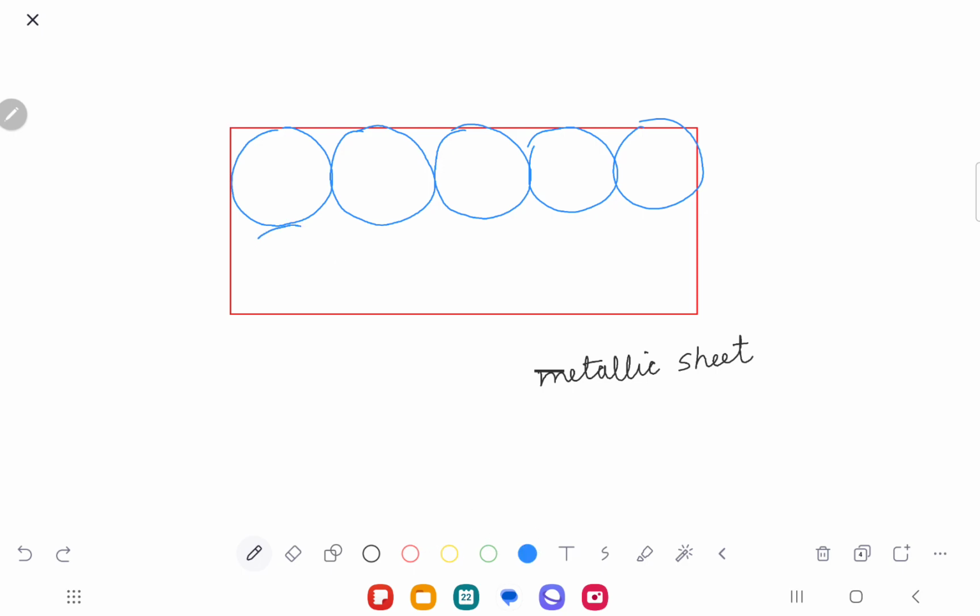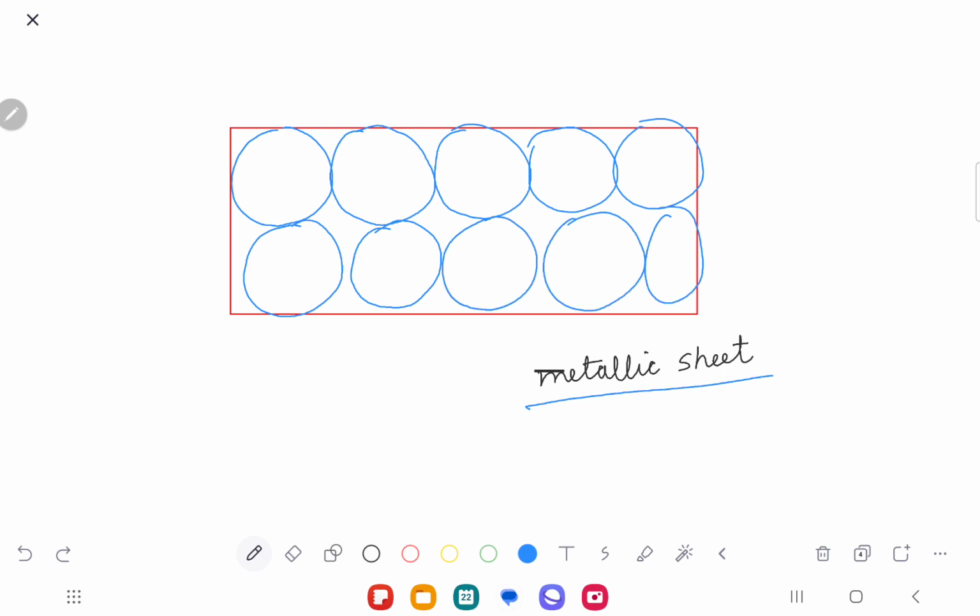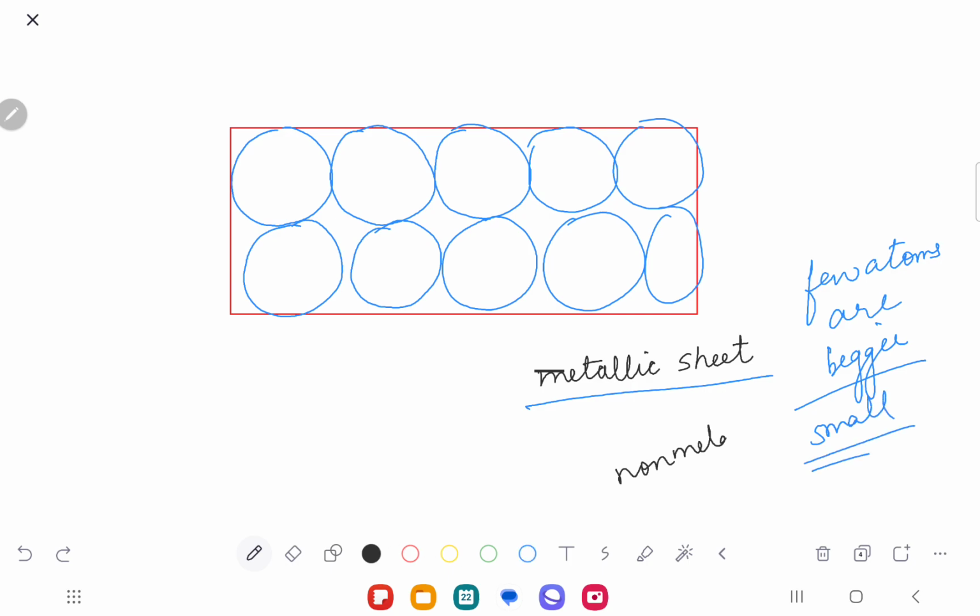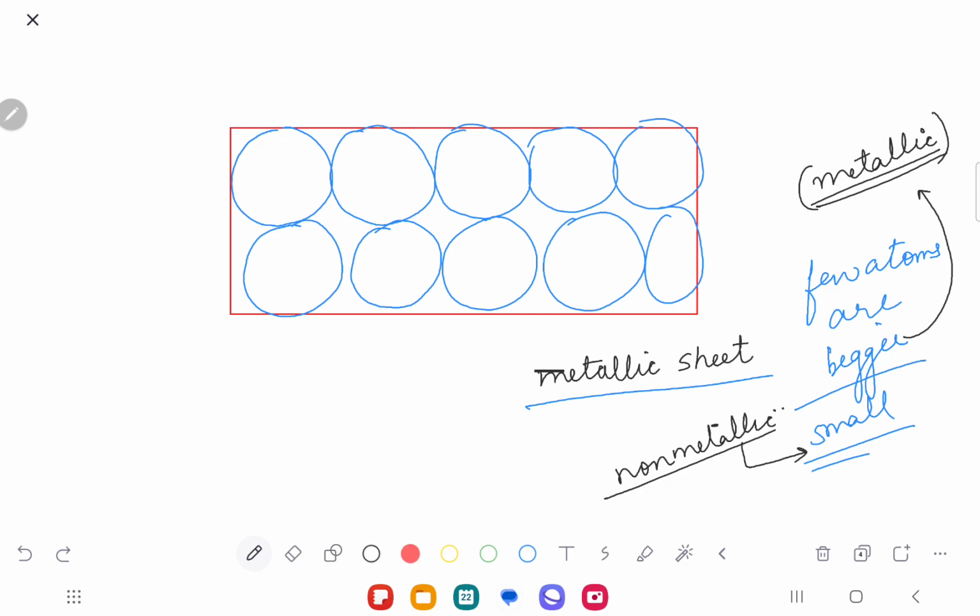First of all, you have to understand that in nature, all atoms are not of the same size. Few atoms are bigger, some are small. But generally, the non metallic atoms are smaller. The ones which are smaller are non metallic, and the ones which are bigger are metallic. Are you understanding?